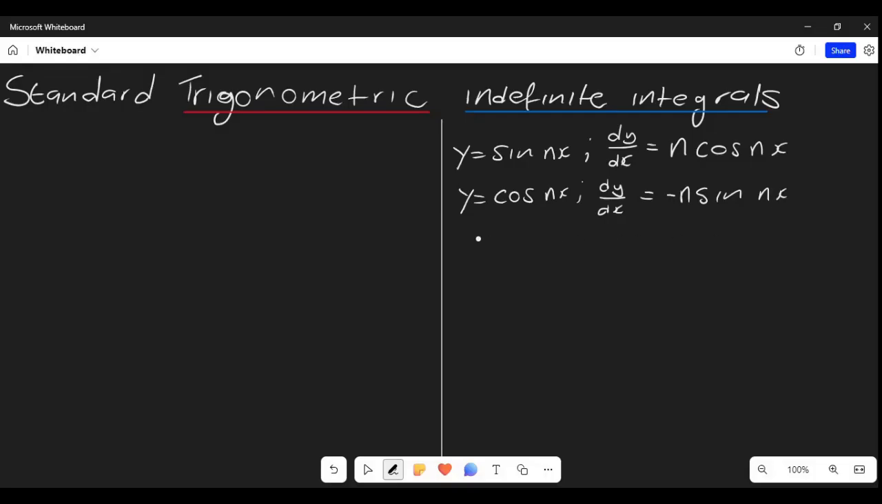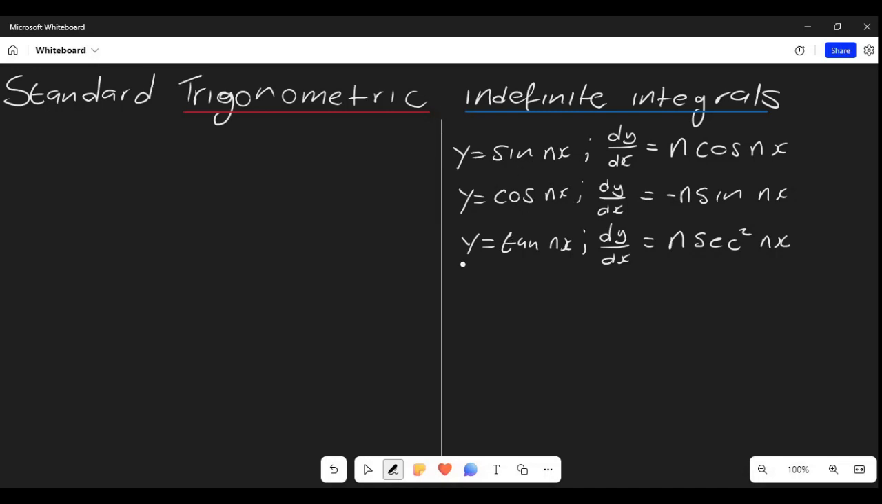Right. What about tan? If we have tan nx, dy over dx of tan is going to give you n sec squared nx. Right, these are the three trigonometric ratios so far.